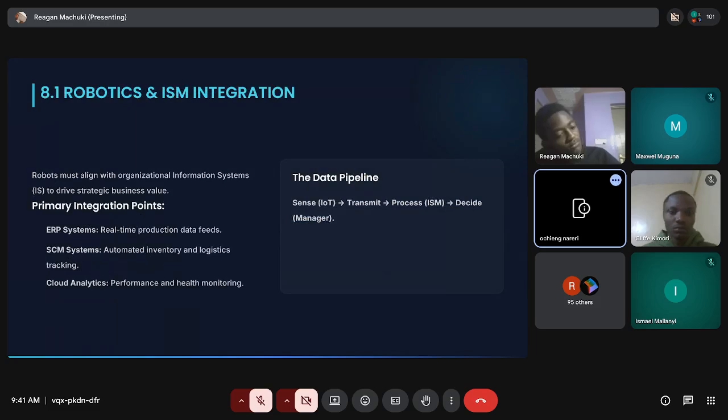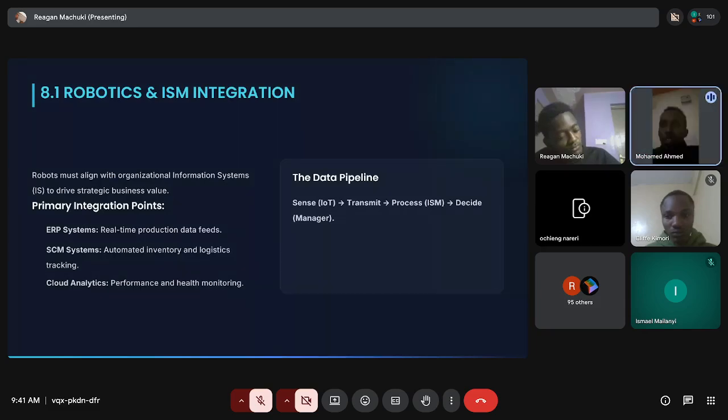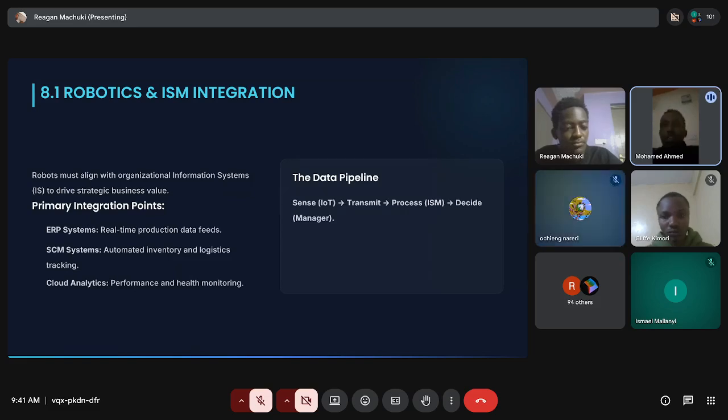I'm talking about robotics and information system management integration. As usual, robots must align with the organizational information system to drive strategic business value. The key integration points are the ERP systems to obtain real-time production data feeds, cloud analytics, performance and health monitoring.